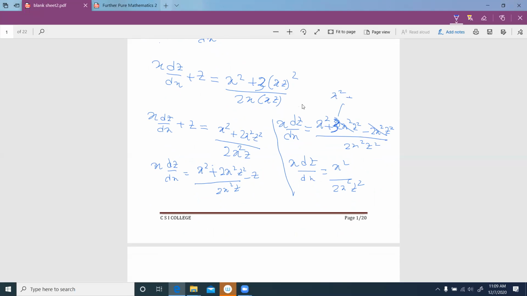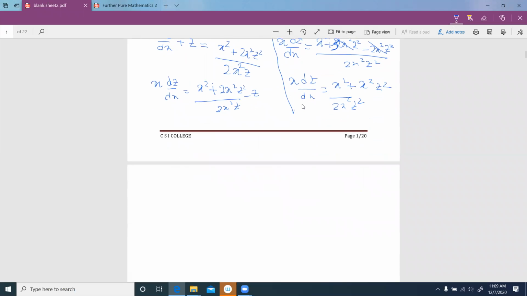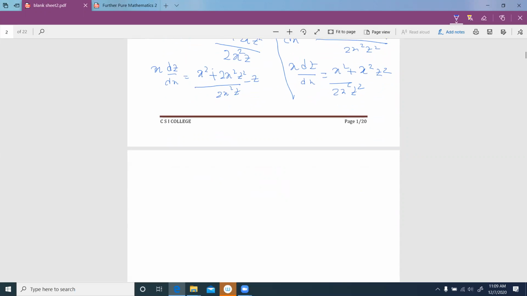x squared plus x squared z squared remains. Then out of this fact we can say that you can write x dz by dx is equal to, you can take x squared out, 1 plus z squared over 2x squared, 2x.